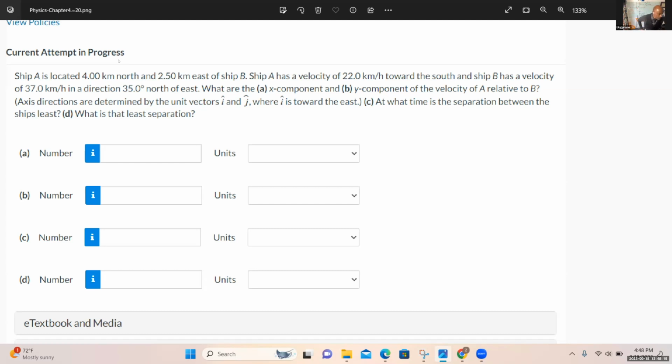All right. Axis directions are determined by the unit vectors i and j, where x is toward the east. Yeah, good. And what is the time? What time is the separation between the ships least? What is the least separation?